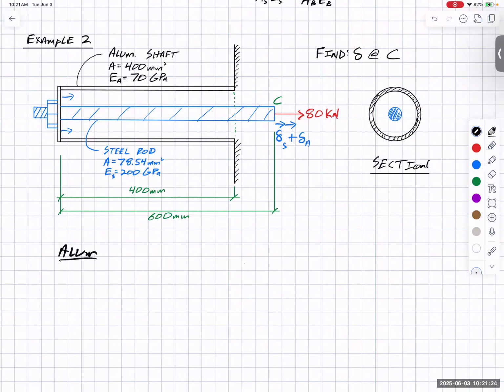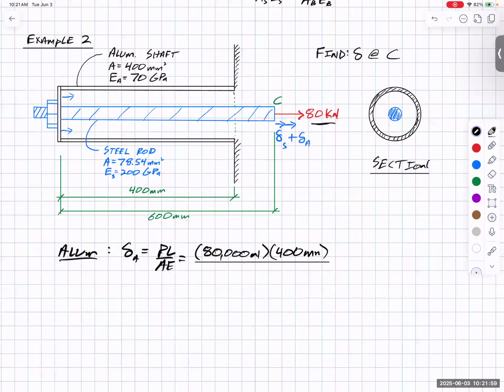With this aluminum, we just said that delta is PL over AE. This is as easy as just plugging it in. And for the force on the aluminum, similar to the last problem, what is the total force? Well, we have that 80 kilonewton load, but we want to be in newtons. Don't forget that. So we have 80,000 newtons. What about a length? Well, we see the length of the aluminum is this 400. It's just the length of that shaft. So we have 400 millimeters divided by the area.